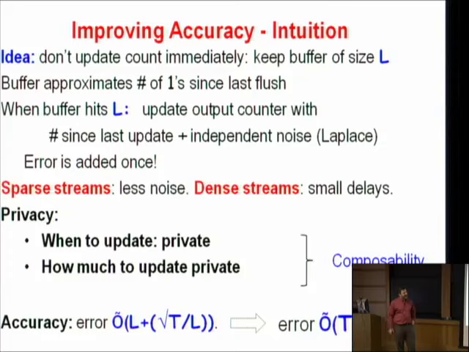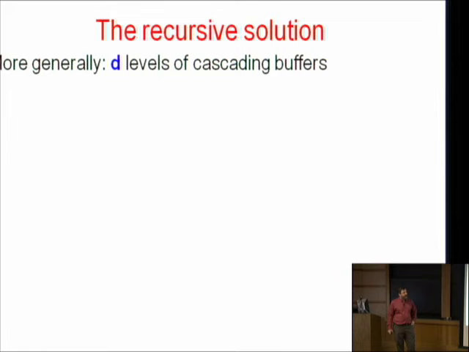It is O of 1, right? That's if you didn't have to continuously update, right? Order epsilon, exactly. Yes. So the better thing is to do it recursively.